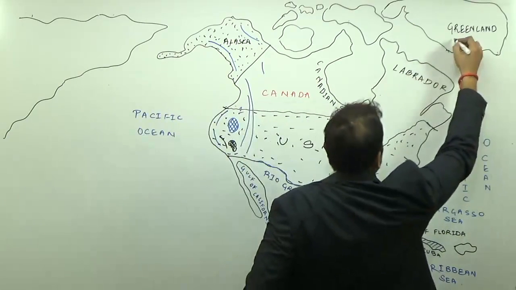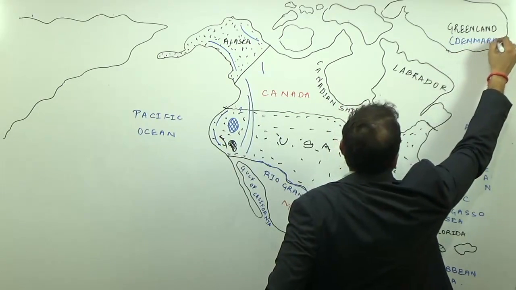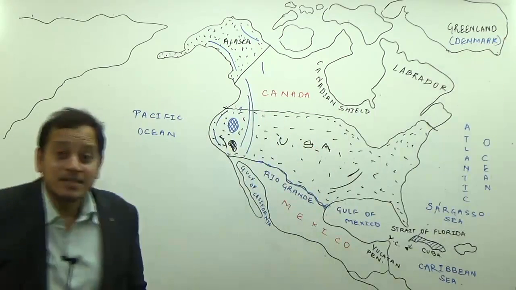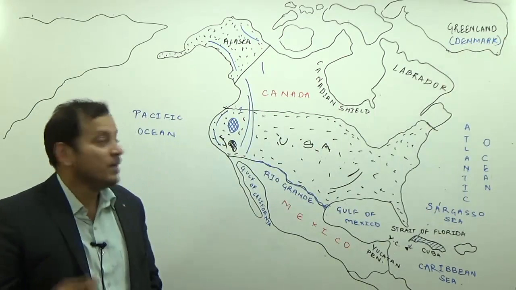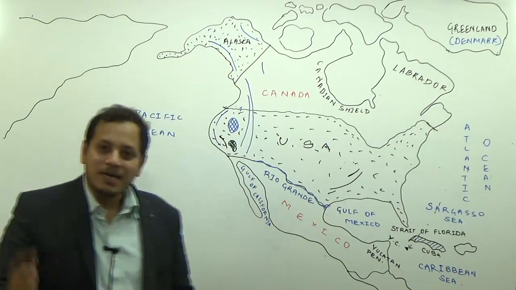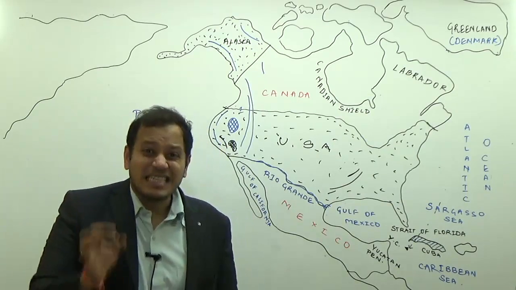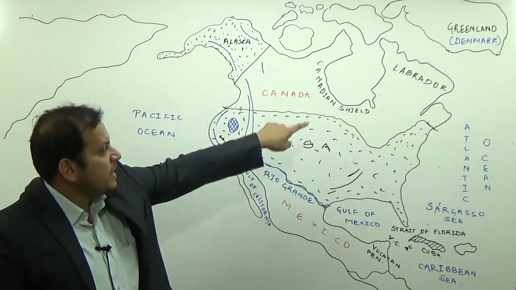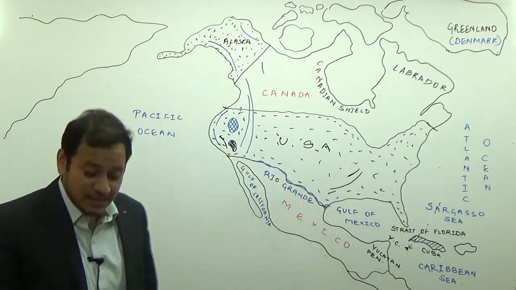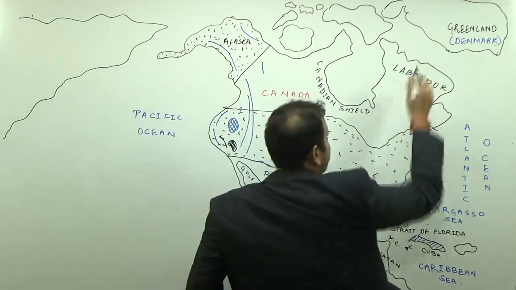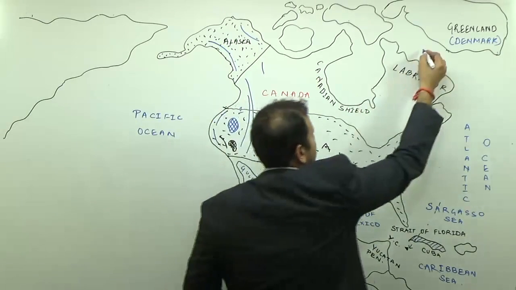Denmark is a European country, so Greenland politically is a part of Europe. Now, the question which UPSC may ask you is, which strait separates North America from Greenland? And you will find here the answer is Davis Strait. The answer is Davis Strait.